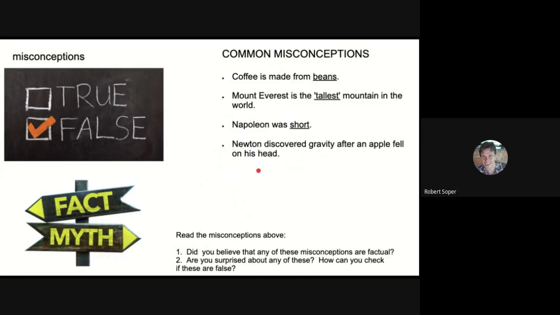Probably. Well, how can you check if these are false? The best way to check nowadays is to look it up on Google. And this is how we try to find common misconceptions these days. We do some research and we try to figure out whether things we believe are actually true. You'd be surprised by what you find.